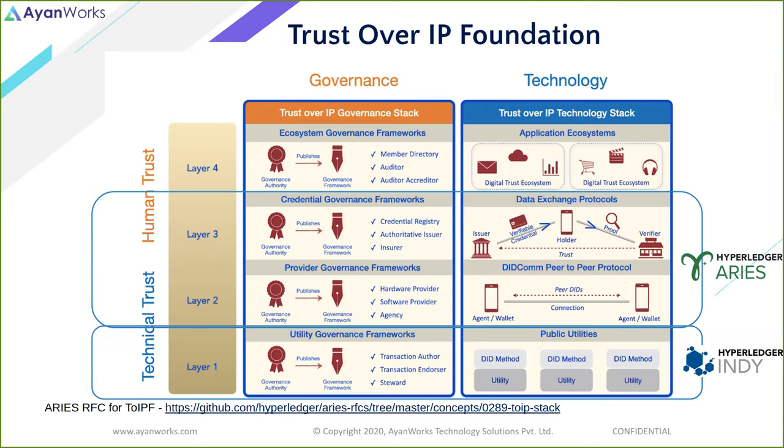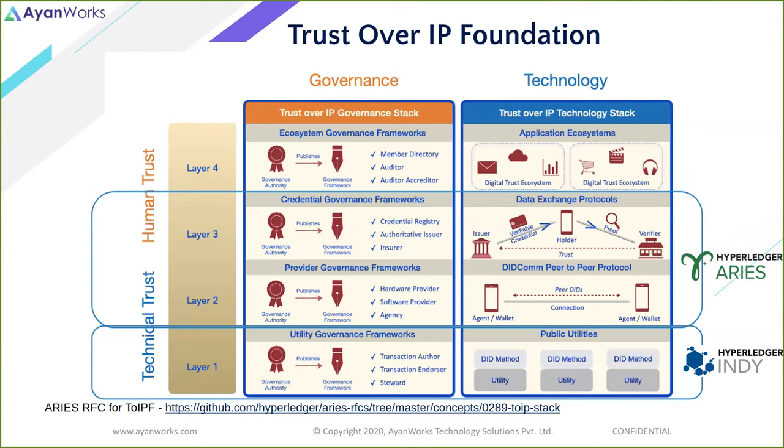The next layer is the DIDComm protocol that establishes a cryptographic, or secure, means by which two agents can communicate with each other. The next layer is the data exchange protocol. The first two layers establish cryptographic trust, which we can call technical trust between the peers. The third and fourth layers are human trust between organizations, individuals, and the things they are using, like sensors, devices, appliances, etc.